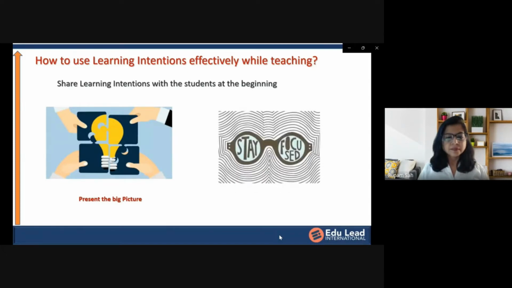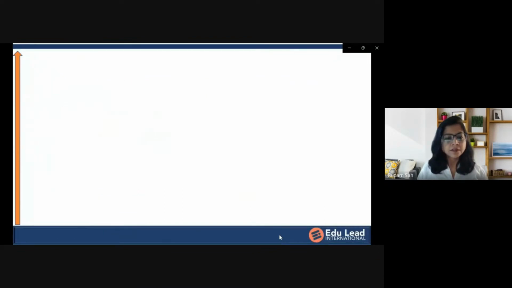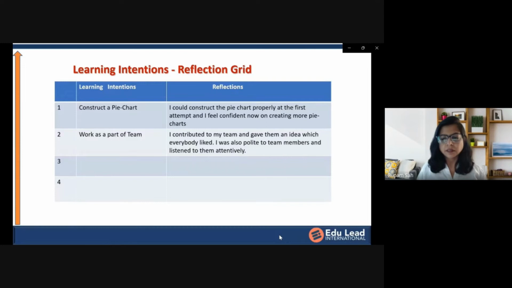And also, we should keep revisiting our learning intentions so that we both as student and teacher stay focused and keep assessing how well these learning intentions are being achieved. And let's have a look at what are the various ways by which learning intentions can be shared with the students. We can share it with them in the form of a reflection grid, where the children write the learning intentions on, say, the left-hand side column, and on the right-hand side column, their reflections of how well have they achieved it.